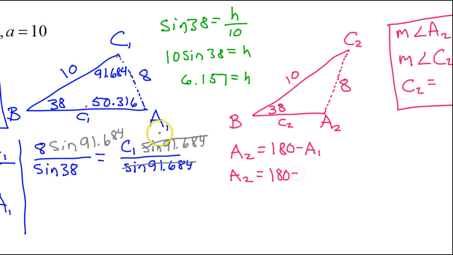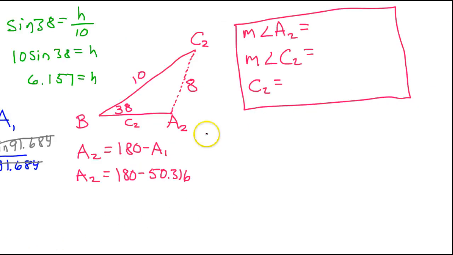So that's 180 minus 50.316. And that is 129.684. Now we can find the measure of angle C2 by subtracting both of these from 180. That is 12.316.